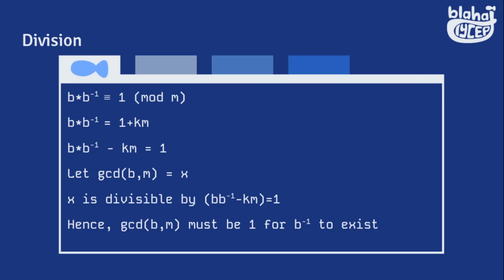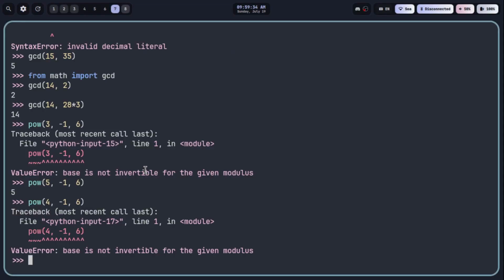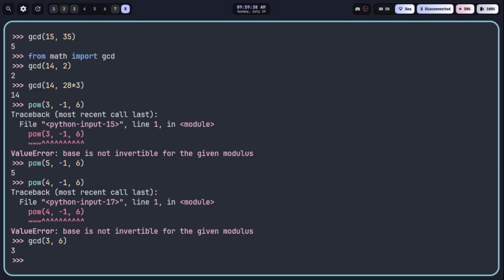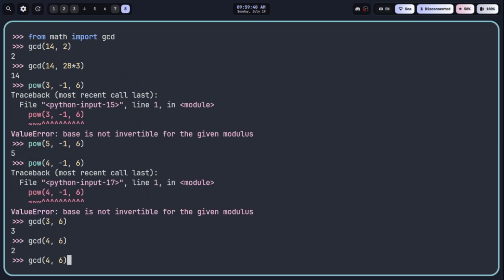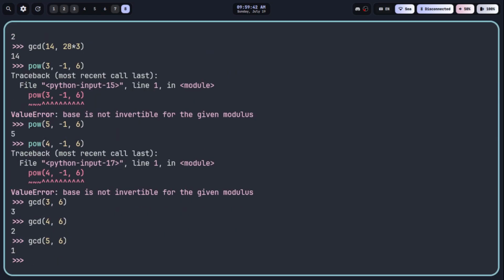And so, if we go back to our earlier example with 3 and 6, we notice that the GCD of 3 and 6 is 3, and the GCD of 4 and 6 is 2. Whereas the GCD of 5 and 6 is 1. So, we can see that 5 is the only number among 3, 4, and 5 that has an inverse that exists. So this is what we need to keep in mind when we are doing division in modular arithmetic.